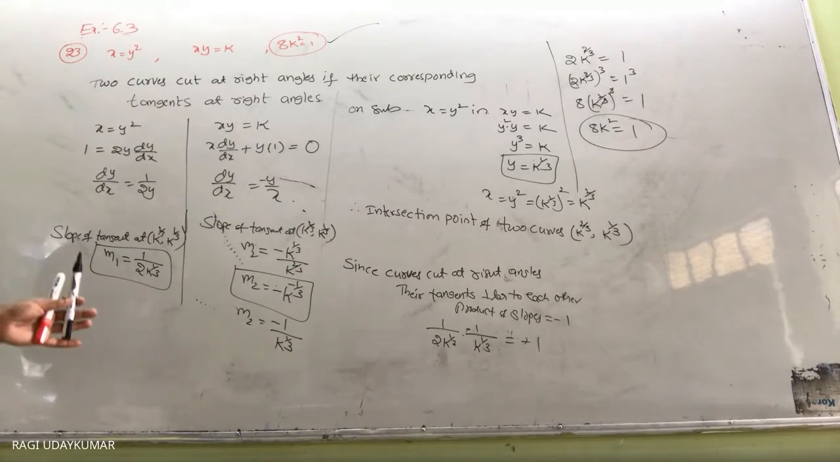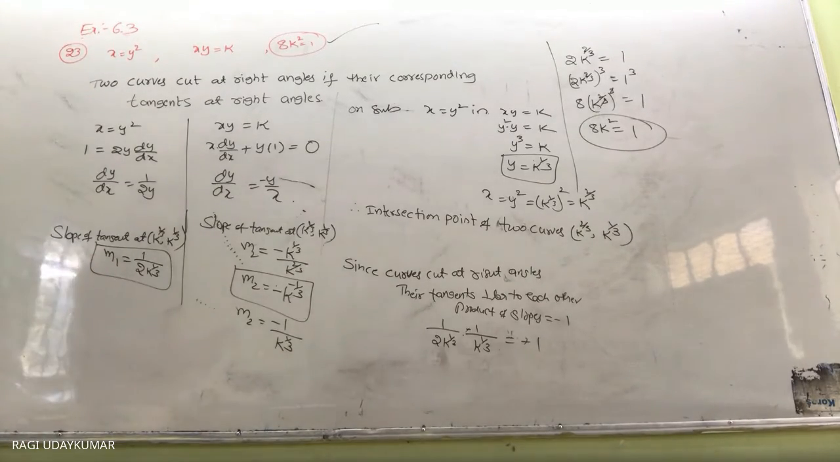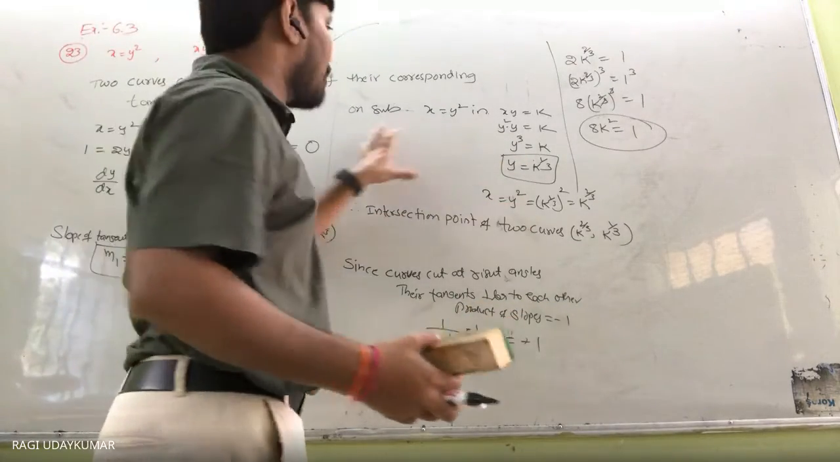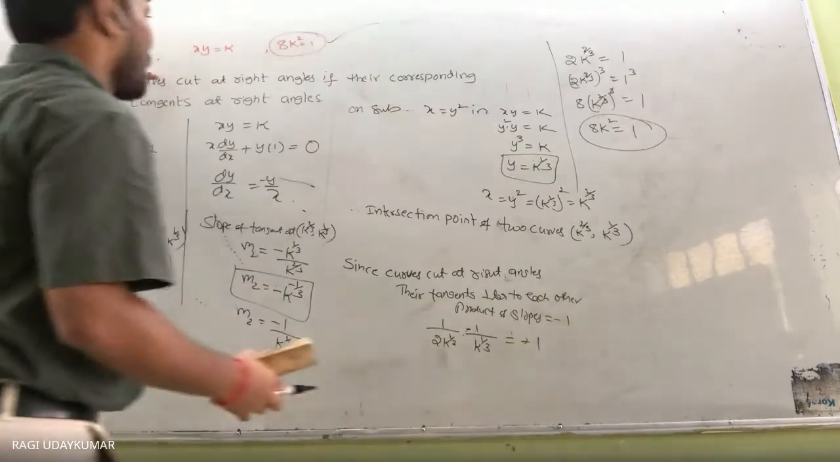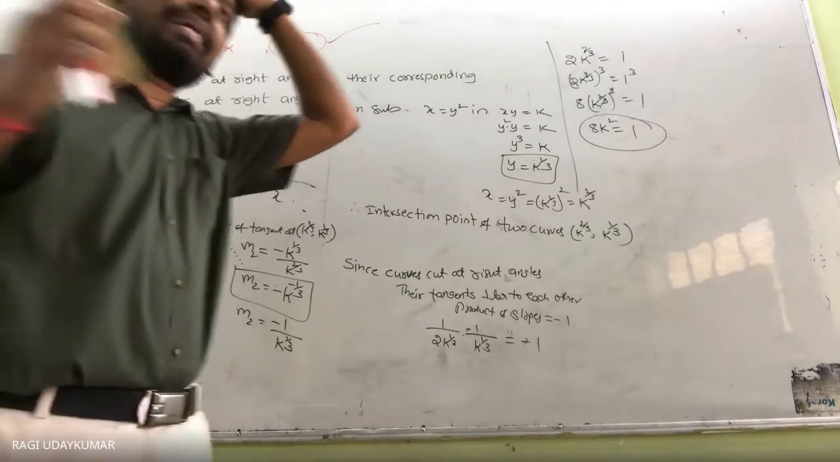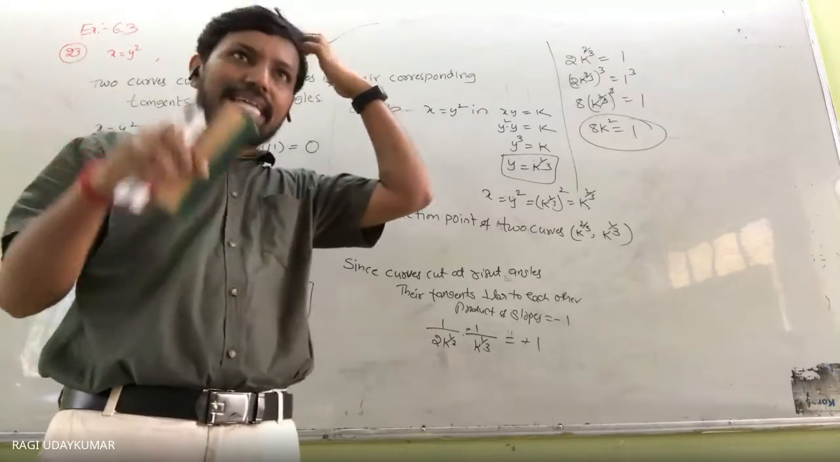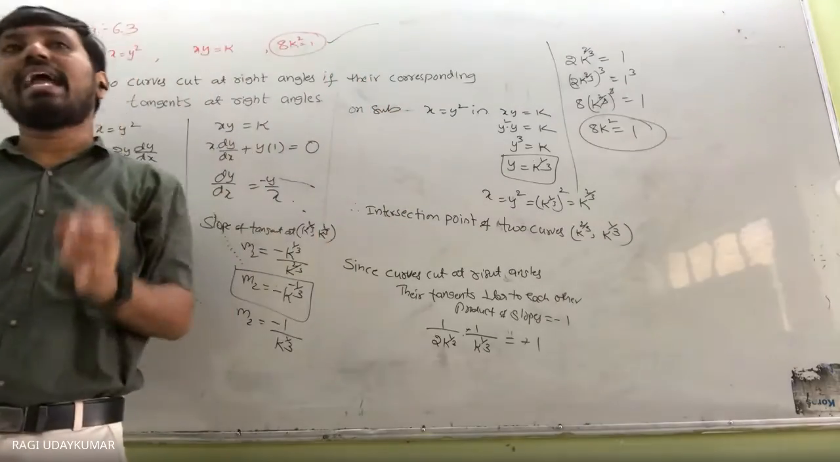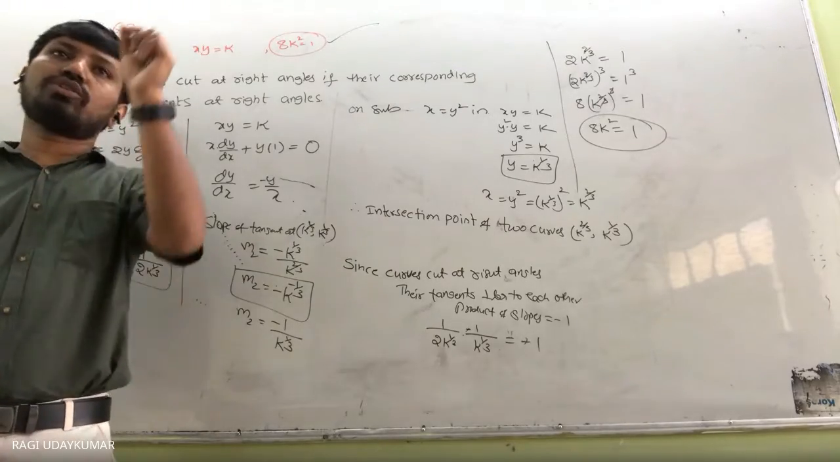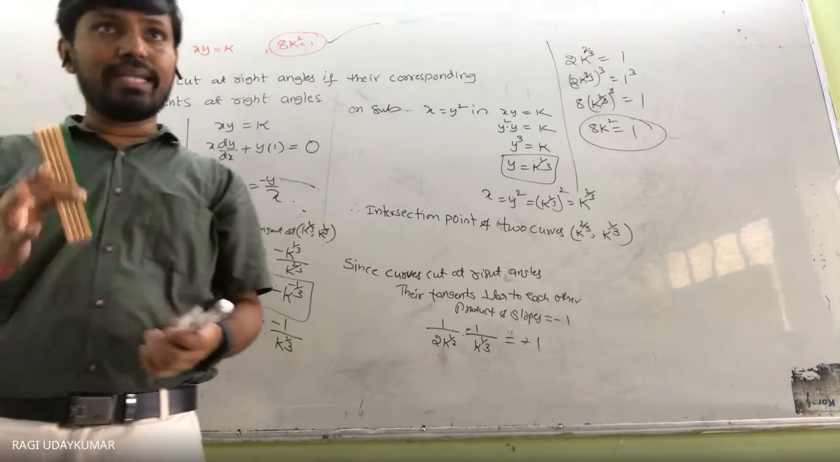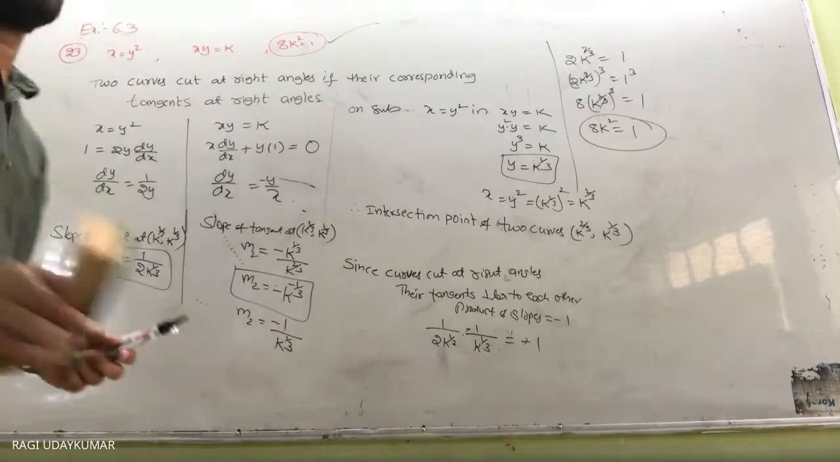Yes, sir. Okay, now is it clear to you? Actually, what we need to do first is find out this intersection point, but we have missed it. First find the intersection point. Two curves cutting at right angles is nothing but where they are touching, where they are intersecting, at that particular point the tangents should be perpendicular to each other.